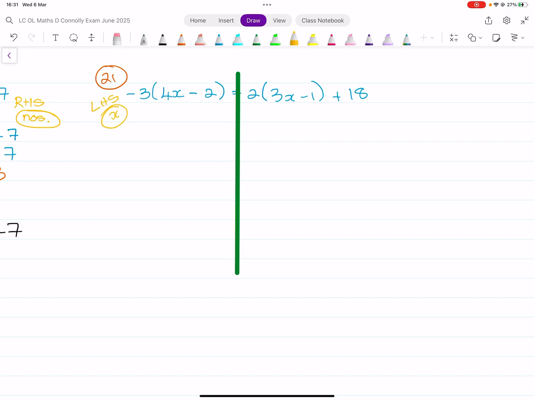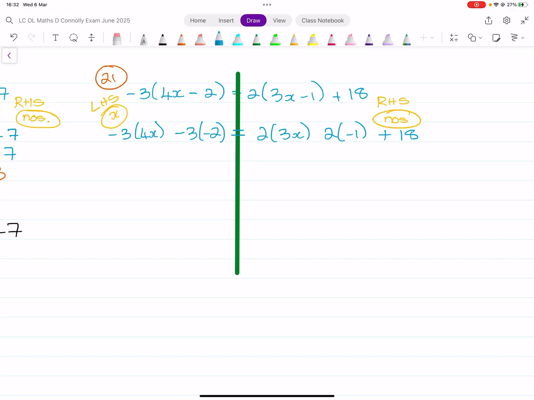side where we're going to put our x's and the right-hand side where we're going to put our numbers. Do the multiplications. So the minus 3 gets paired with the 4x and the minus 3 gets paired with the minus 2. On the other side, the 2 gets paired with the 3x and the 2 gets paired with the minus 1. And then the plus 18 wasn't part of the bracket, so we just leave it.